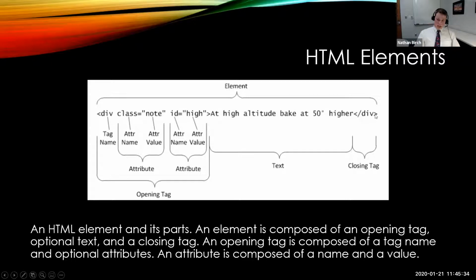And there's also a closing tag. There are a couple of differences between an opening and a closing tag. One is the closing tag will have a / before the name of the element, okay? Another one is the opening tag will have attributes in it. You don't put attributes in the closing tag. They'll only be in the opening tag, and they will apply to everything between the two tags. So at this point, I have "at high altitude, bake at 50 degrees higher," and this class and this ID will be applied to everything inside these tags, the opening tag and the closing tag.